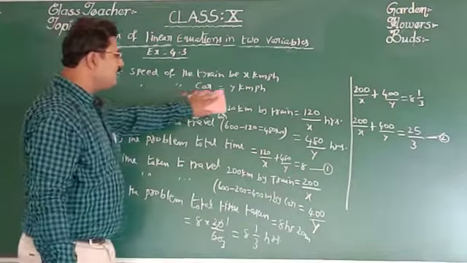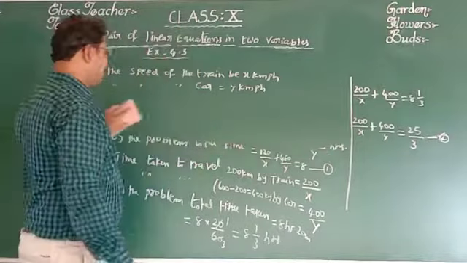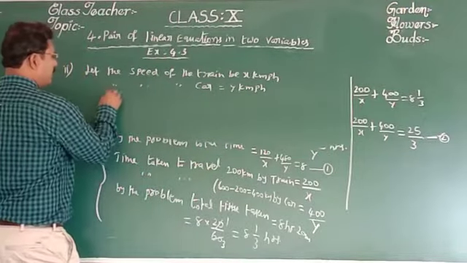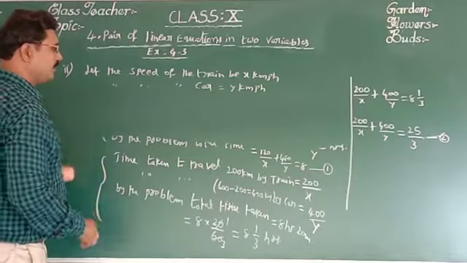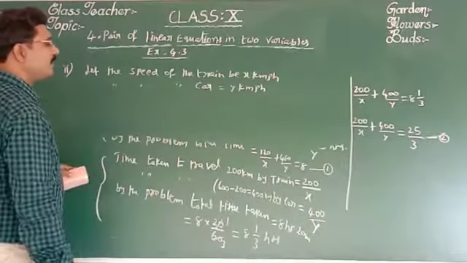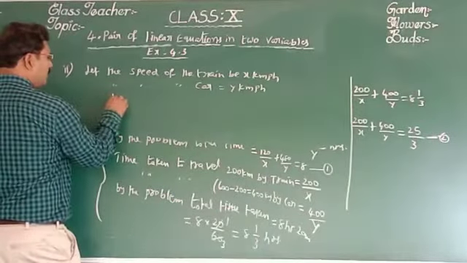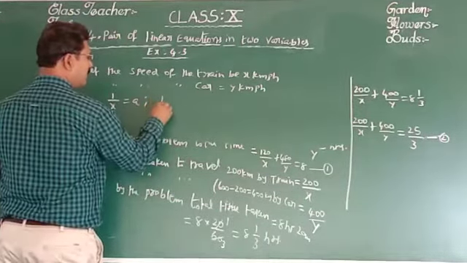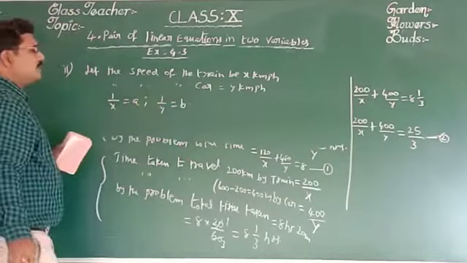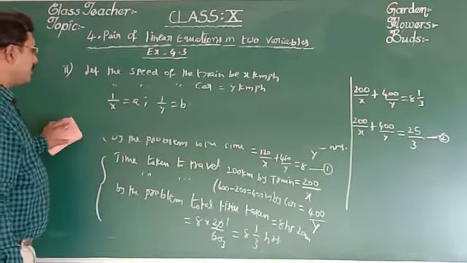Okay. After this, what is equation 1? Once again you write 120 by x. Let 1 by x is equal to a and 1 by y is equal to b.